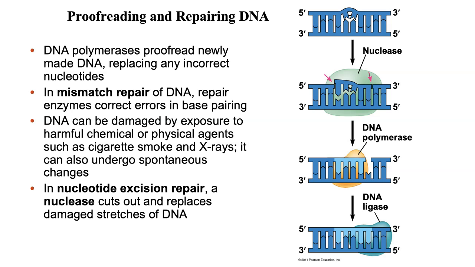So remember, DNA is complementary. If you have an A in the template, you need to pair it with a T. If you have a C in the template, you need to pair it with a G. With mismatch repair, we're making sure that those are matched correctly, and the enzymes are able to correct any errors in the base pairing. We also have another form of repairing DNA called nucleotide excision repair.